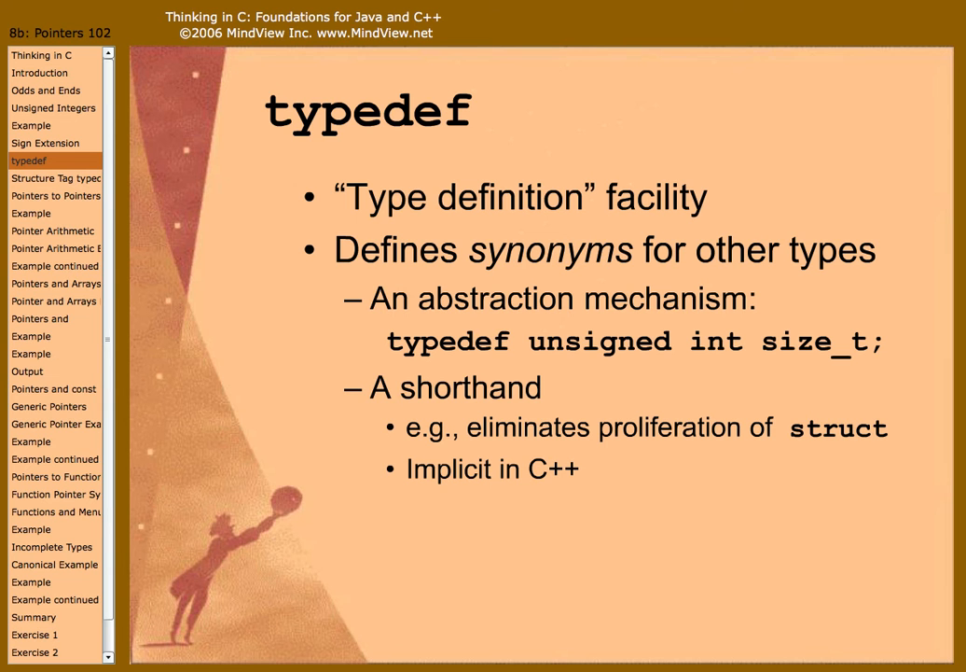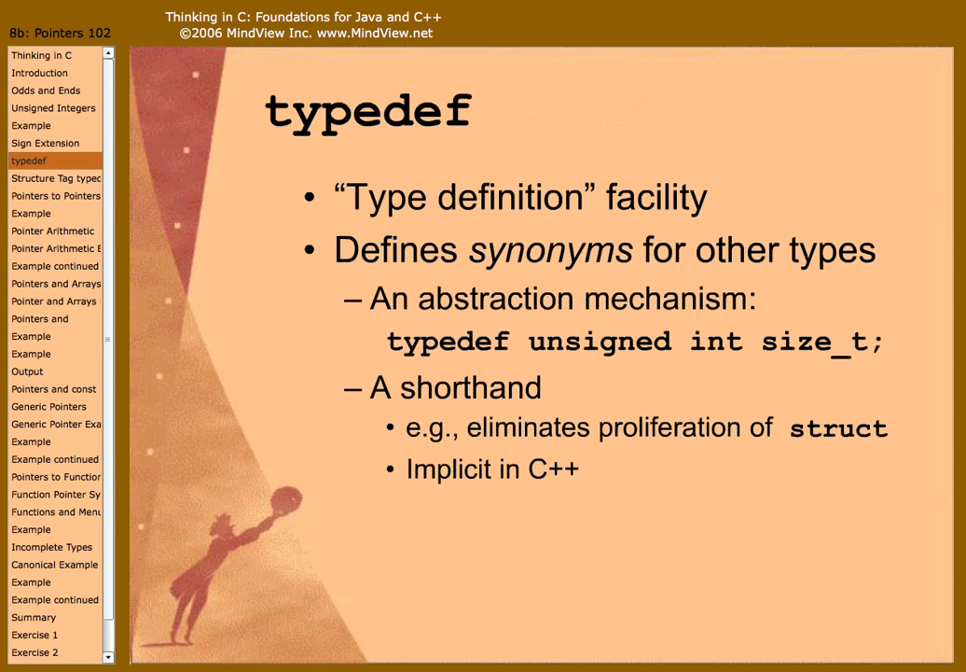Well, what I'm saying is that size_t is a synonym for unsigned int. It's not a separate type, it's just another name for the same type. There's a facility in the language called typedef, which stands for type definition, and it allows you to declare these synonyms. So for example, to do size_t, it would be something like this statement that you see here. typedef unsigned int size_t.